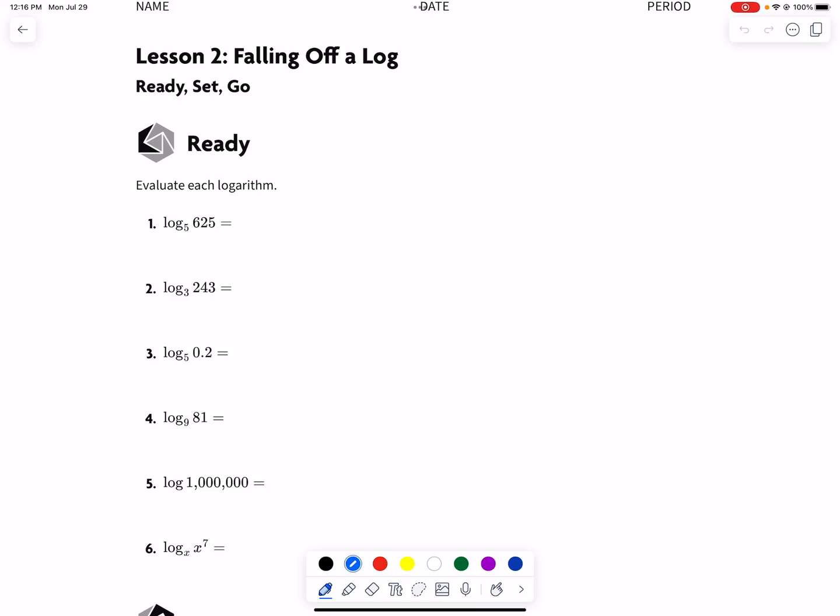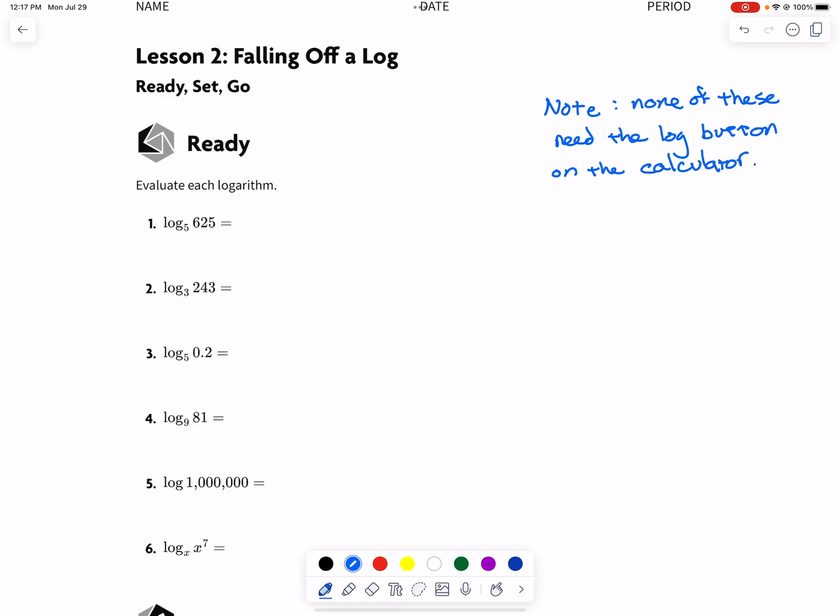Make sure you remember that at this point, we do not need the log button on the calculator. The logarithm gives you the exponent, so we just guess nice exponents at this point.